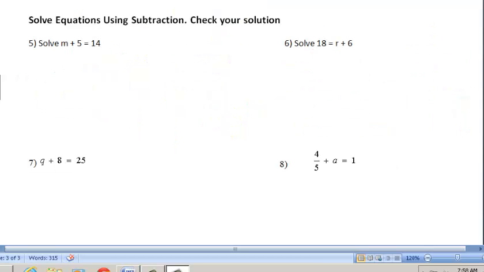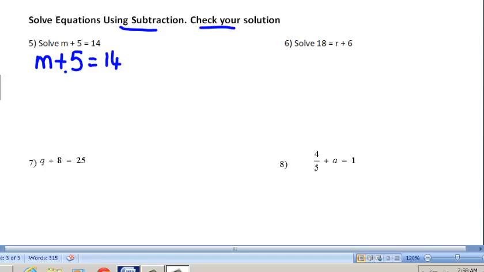Let's do solving equations using subtraction. It's the same process, except that you are going to use subtraction to undo because you have an addition here. We're going to use subtraction, and then we are going to check the solution. In this, they have said that m plus 5 equals 14.